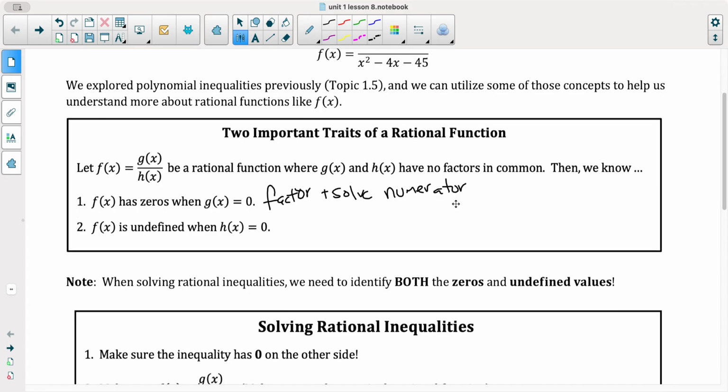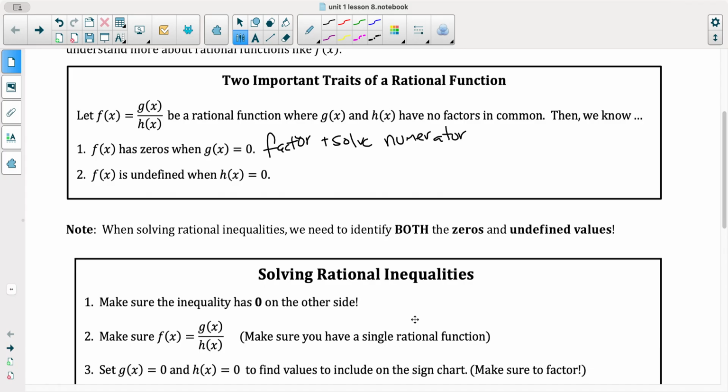Okay. So when we start solving, we're going to have to find the zeros and what we call the undefined values, because if you solve an equation and you get an answer that's not allowed, then you actually have to state that that answer is not allowed. And it is possible with rational functions quite frequently.